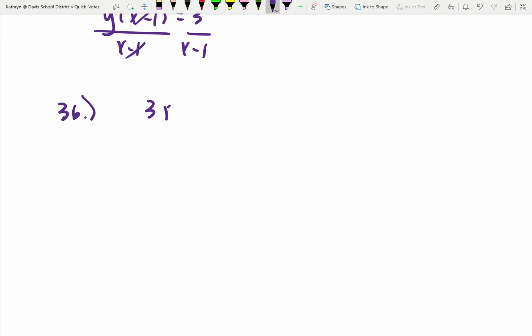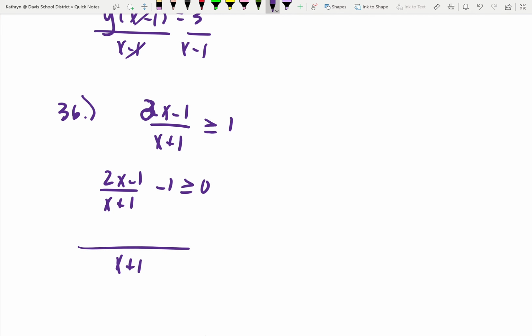Number 36, and this is the last one. This is a critical numbers type 2 problem. You need to memorize the steps. Step 1, set it equal to 0. So I'm going to bring that 1 over and it becomes a negative. Step 2, common denominator is going to be x plus 1. This guy already had the x plus 1, so I write it down. This guy's missing the x plus 1.